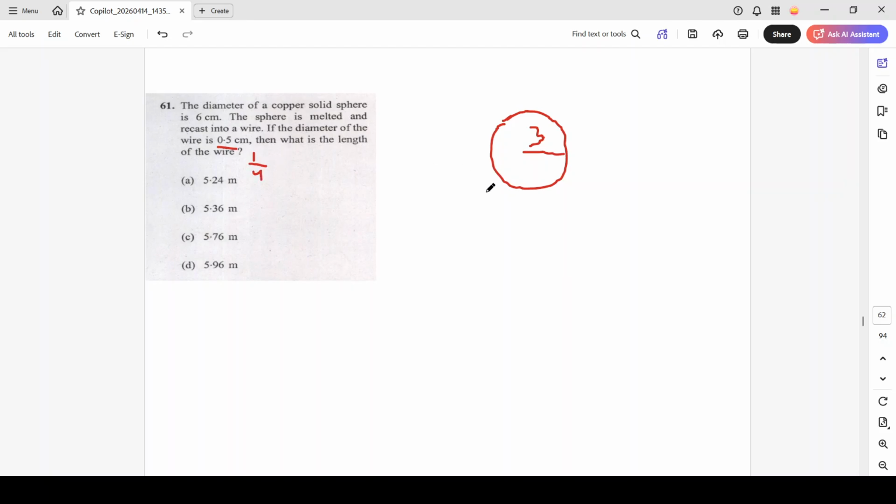Okay, then what is the length of wire? That means the wire will be in the shape of a cylinder. So what do we have to equate? The volume of sphere with the volume of cylinder. Pi r square. What is r? 1 by 4. 1 by 4 into 1 by 4. Okay, and the height or the length of the wire we need to find out.